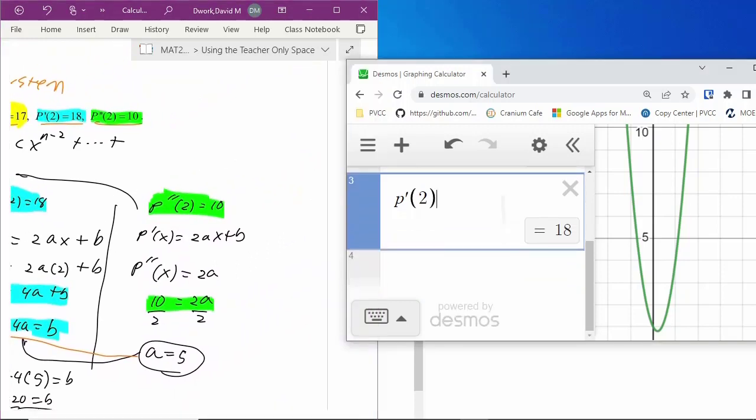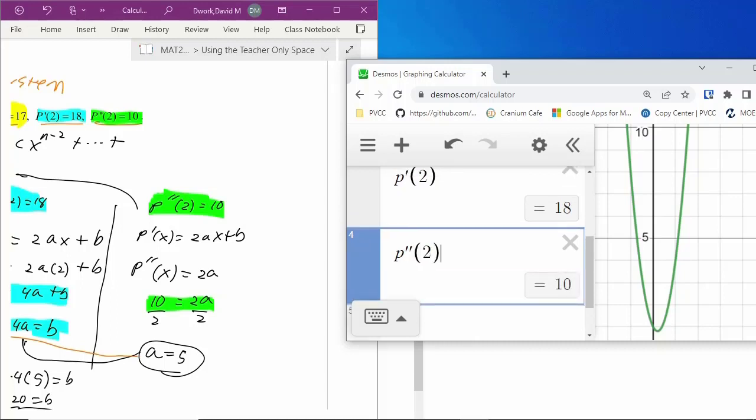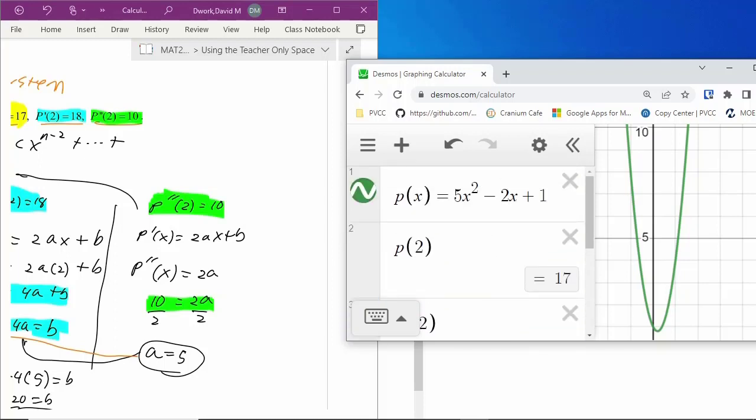What is the last piece of information? Make sure I got this right. P double prime of 2 was supposed to be equal to 10. Perfect. I know I got it right. The polynomial that I wrote meets the 3 characteristics that were prescribed. So therefore, even if there is some other solution, which there isn't, I know this one is valid.